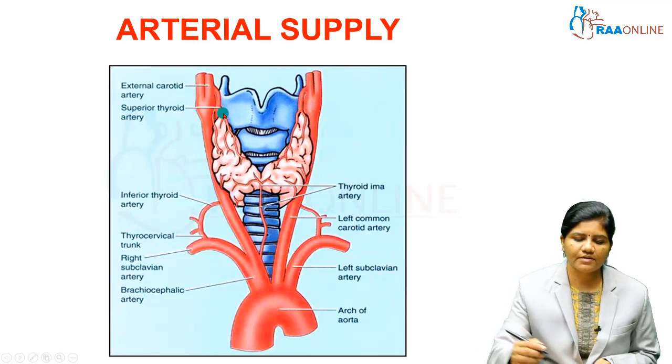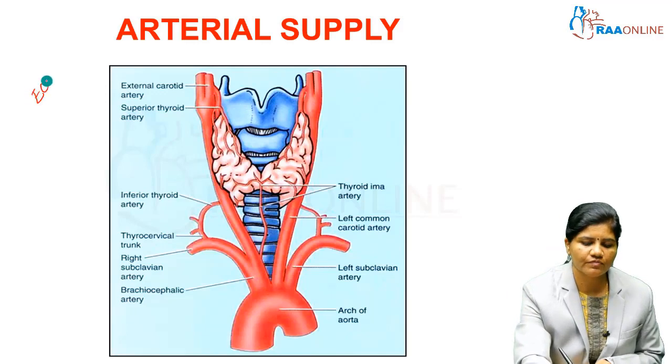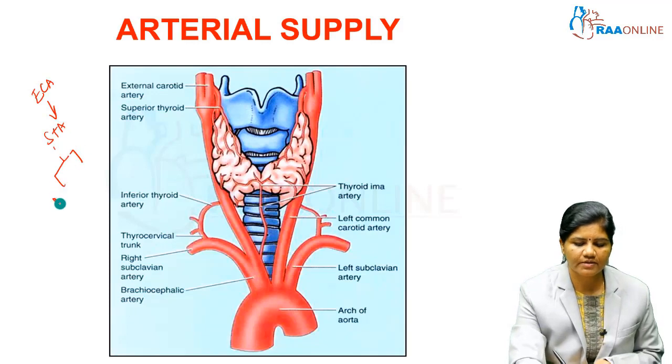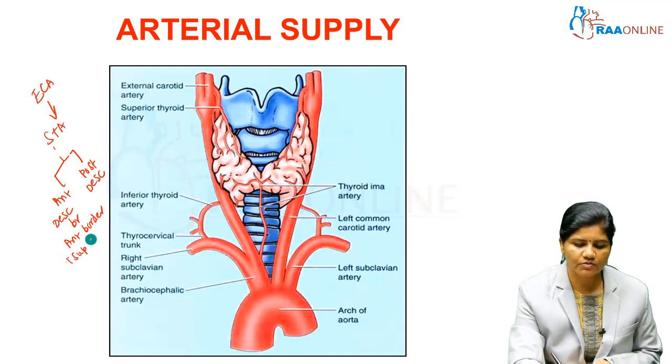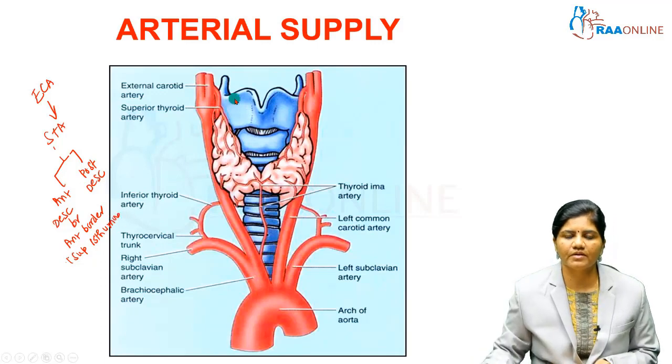The superior thyroid artery, as we have already seen, is a branch of the external carotid artery. The superior thyroid artery is divided into an anterior descending branch and a posterior descending branch. The anterior descending branch runs in the anterior border and makes anastomosis with the opposite side of the superior thyroid artery over the superior border of the isthmus. Let's see the inferior thyroid artery.